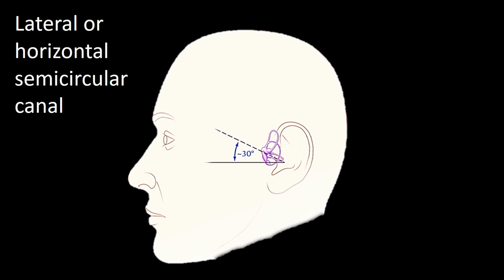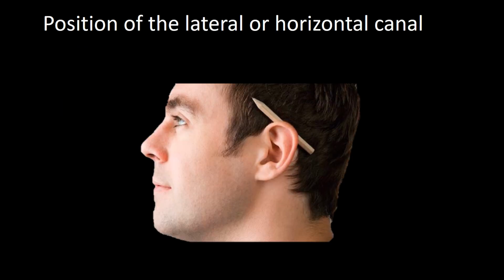Notice its position in reference to the axial plane. The axis of the lateral canal, indicated by the dashed line, is in a 30-degree angle to the axial plane, indicated by the solid line. This position corresponds to the position most of us hold a pencil on top of our ear. This is a view of the head from above. I will use it to indicate the position of the superior and posterior semicircular canals.